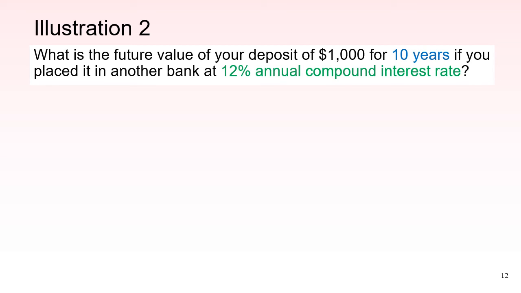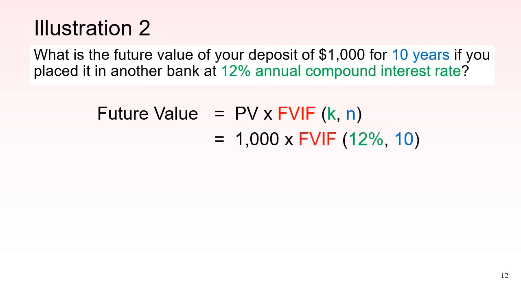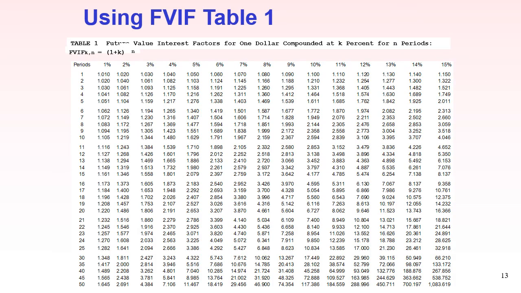Illustration 2. What is the future value of your deposit of 1000 for 10 years if you place it in another bank at 12% annual compound interest rate? So this is the formula we're going to use. Substitute the figures in. We're going to refer to the FVIF table. Just make sure you get the correct table.